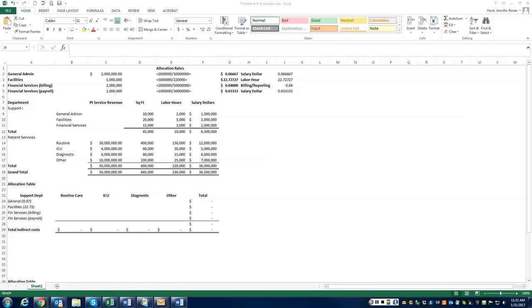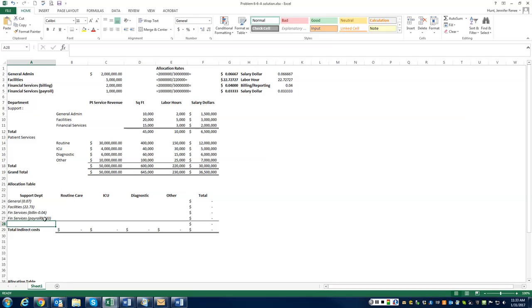Now, what do you do with the information from here? Like I said, I've got the information out of the text just transposed right here. I've gone ahead and set up my allocation table and how that's going to look. I've got my general support department here with 0.07. I just rounded up from 0.06667 to 0.07. Facilities at 0.2273, again, just rounded up. Financial services billing at 0.04. Sorry, need to put that in there. And then we've got payroll, which is going to be 0.033.